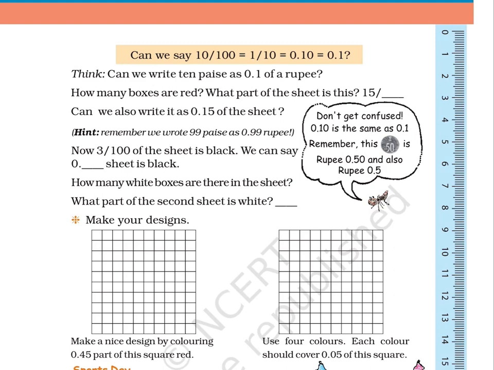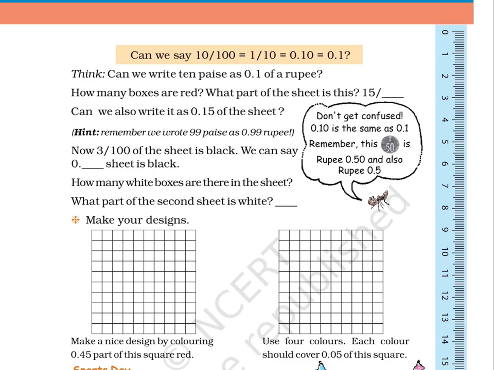0.10 is the same as 0.1. Remember, this 50 paise coin is rupee 0.50 and also rupee 0.5. Now, 3/100th of the sheet is black. We can say 0.dash sheet is black. How many white boxes are there in the sheet? What part of the second sheet is white?